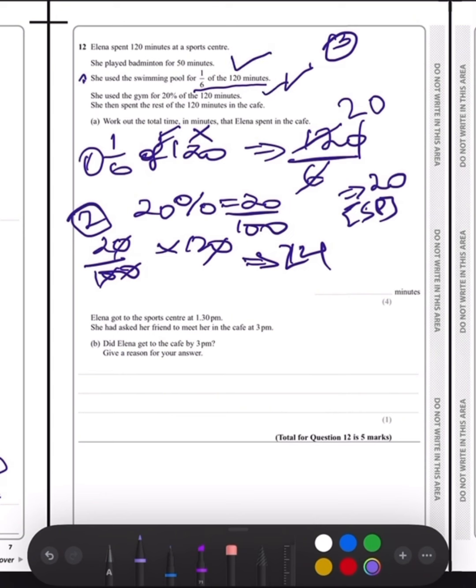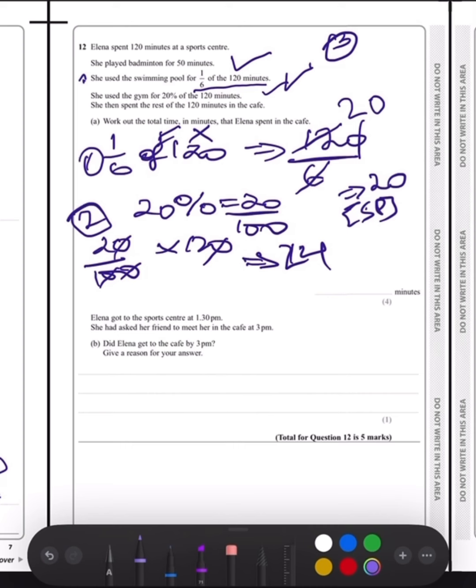So we know this, and we know this. So we know almost the overalls. So what we can firstly do is add the ones that we have got, right? So that in the end, we can find out how much time is left, which is basically the time she has spent in the cafe, because it clearly says she then spent the rest of the 120 minutes in the cafe. So when you read the sentence, please don't get confused.